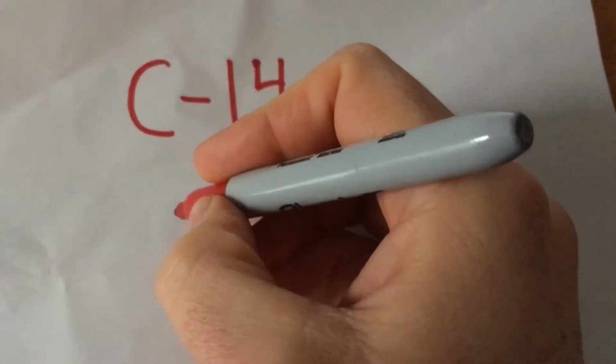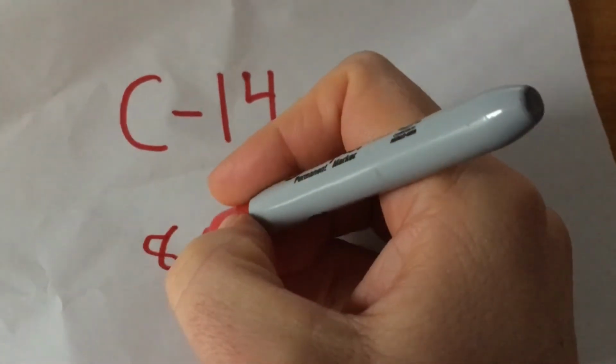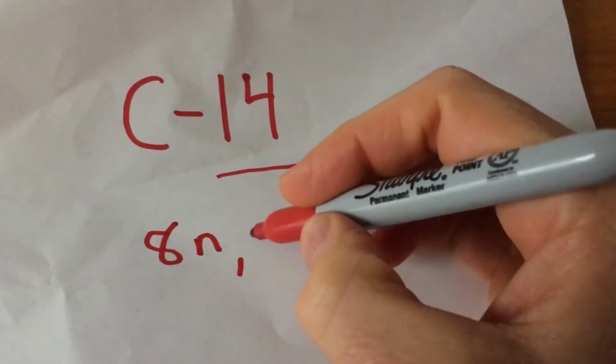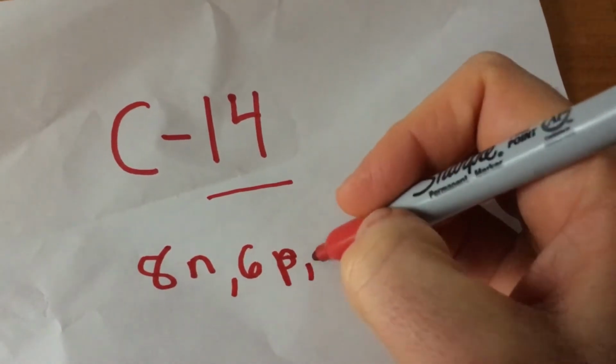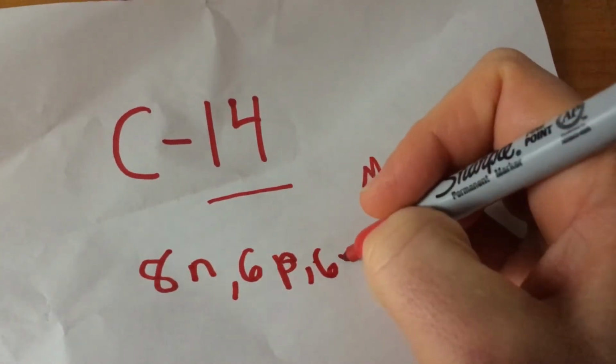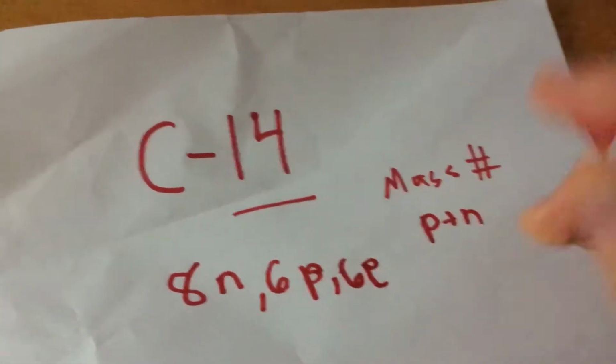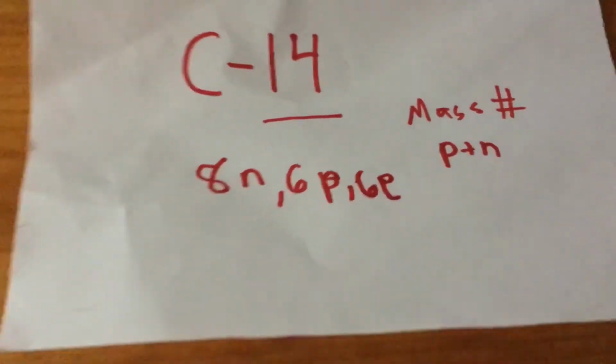So this has got 8 neutrons, 6 protons, and since it doesn't have a charge, it's going to have 6 electrons, all right? Now, another way of writing elements is with nuclear notation.